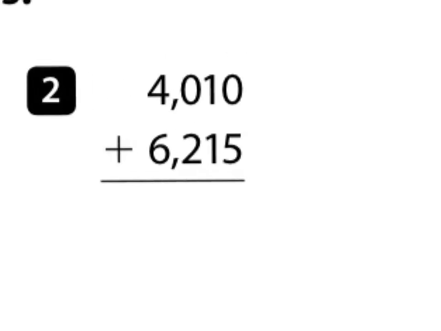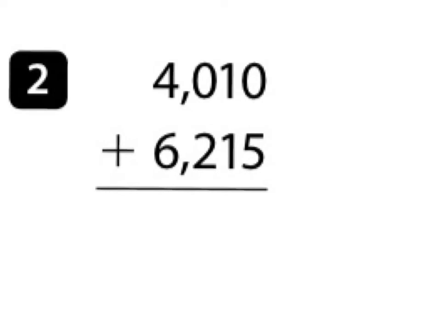Number 2, we have 4,010 plus 6,215. At first, I'll show you the standard algorithm. Your ones place, the sum would be 5. My tens place, the sum would be 2. My hundreds place, the sum is 2. And then my thousands place, the sum is 10. So we get a total sum of 10,225.